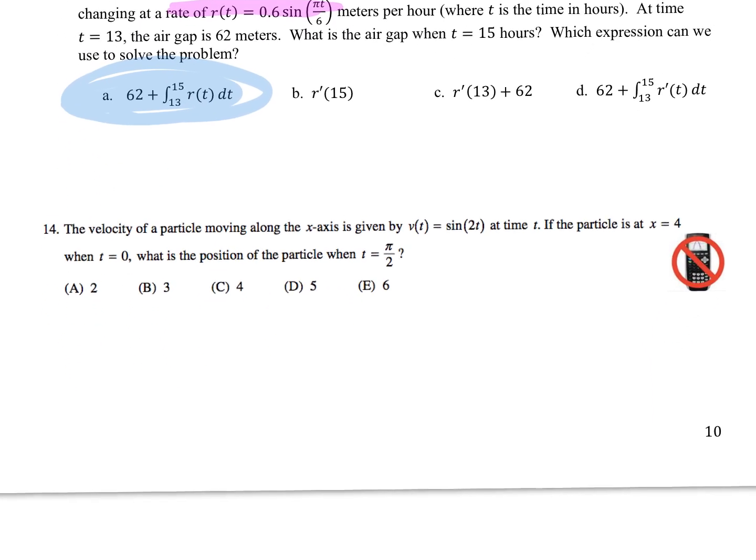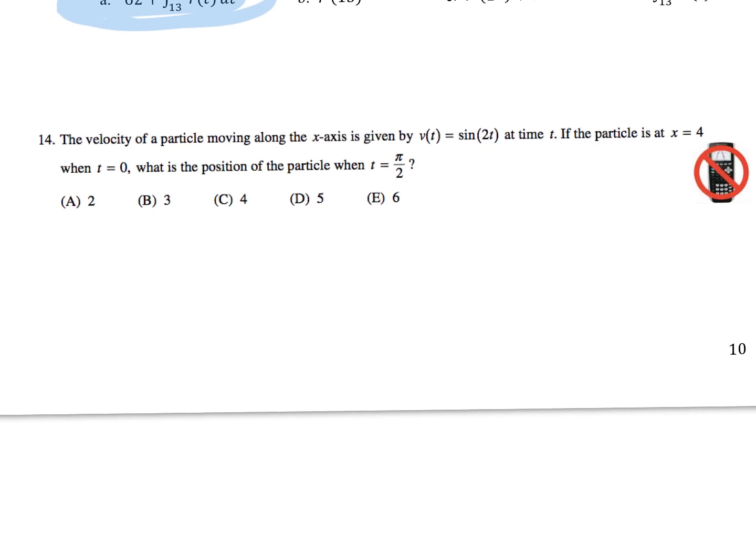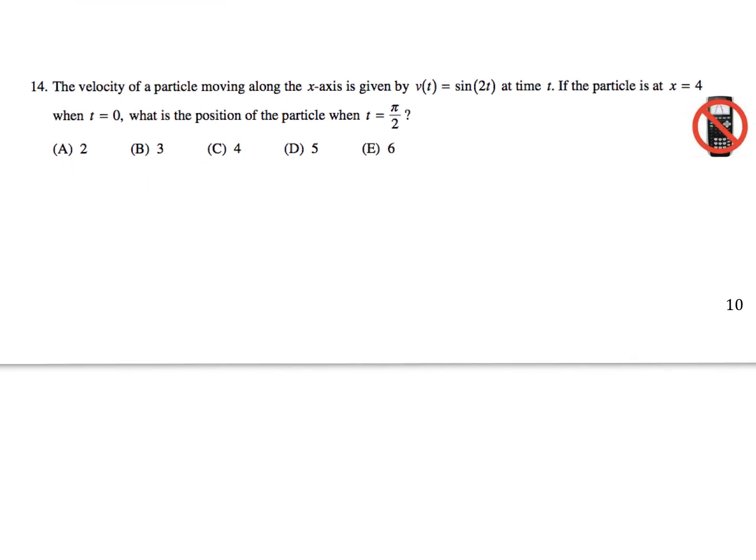Last one, you guys. Ooh, without a calc. This is some good practice. Last one without a calculator. Velocity of a particle is given here. This is my velocity. If the particle is at x is 4 when t is 0, what is the position when t equals pi over 2?